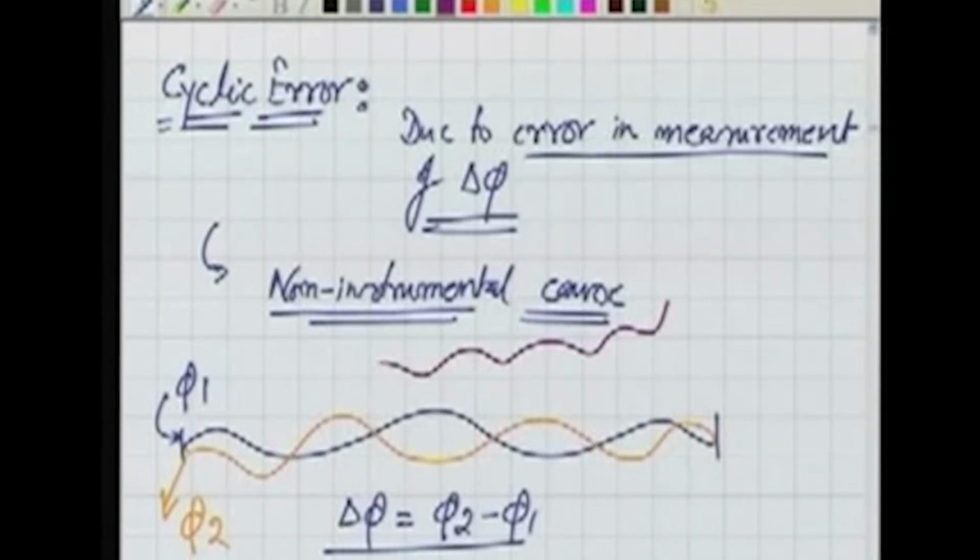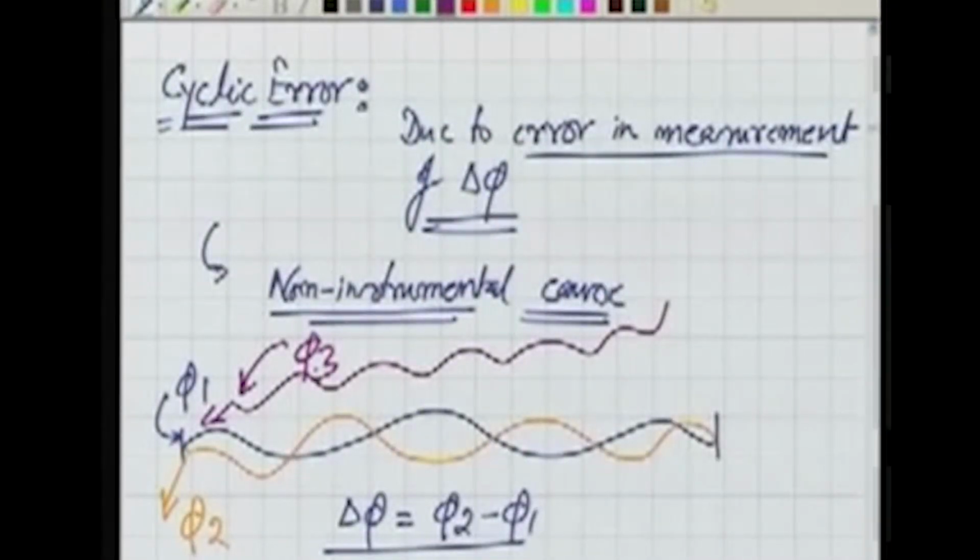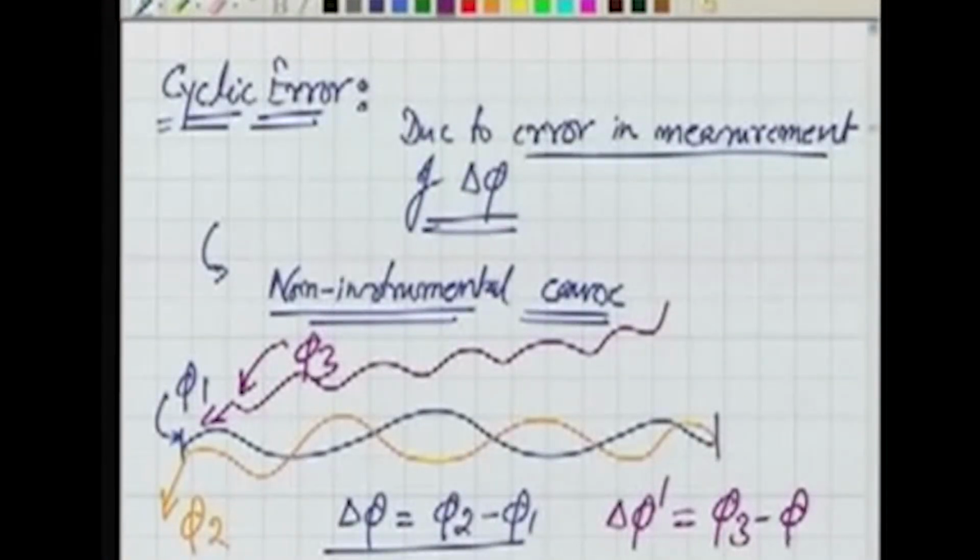There is an extra radiation, or noise we can say, that is being captured by the instrument and is reaching the instrument at phi 3, and this is strong enough to dominate the signal. So because of that, instead of delta phi, we end up computing phi 3 minus phi 1. So that is now a different value of the phase difference.